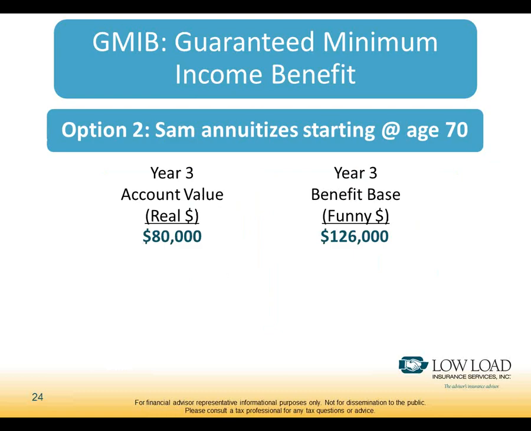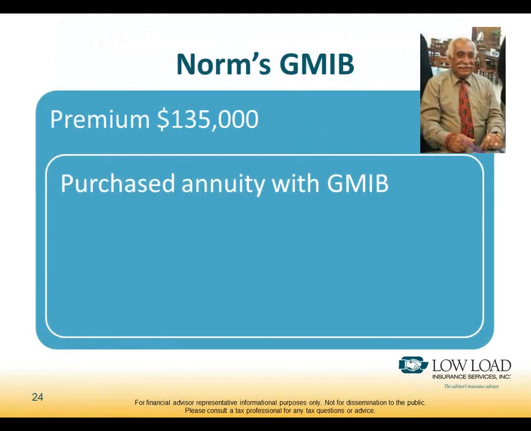So Sam, back to our example, has an $80,000 account value and a $126,000 benefit base. His annual income, and this is from an actual client, is going to be right around $7,056 a year. And that's what he would get if he annuitized it.